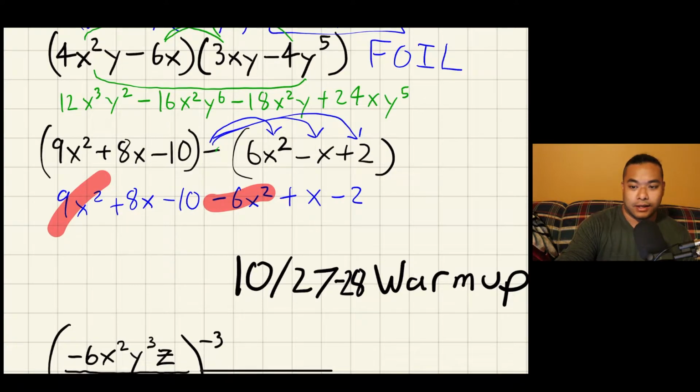That's going to give us something. 8x and x will give us something. And negative 10 and negative 2 will give us something. So 9x squared minus 6x squared is 3x squared. 8x plus x is 9x. And negative 10 minus 2 is negative 12. And we are done.